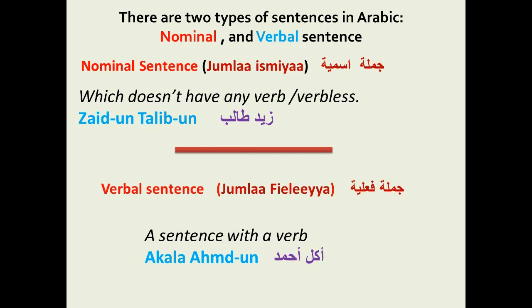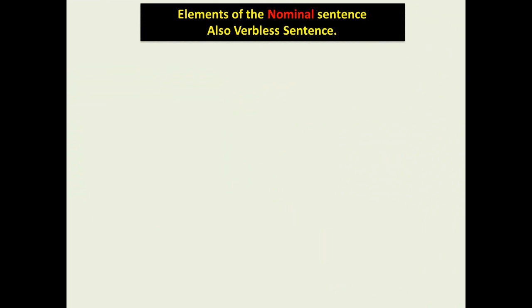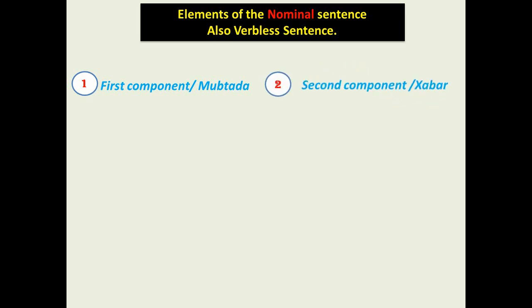Now, let's start with the first one and let's talk about elements of the nominal sentence, or we call it also verbless sentence. Pay attention, verbless means there is no verb in that type of sentences. The nominal sentence contains two components. The first one is مبتدأ and the second is خبر. الخبر. We have مبتدأ and we have خبر.